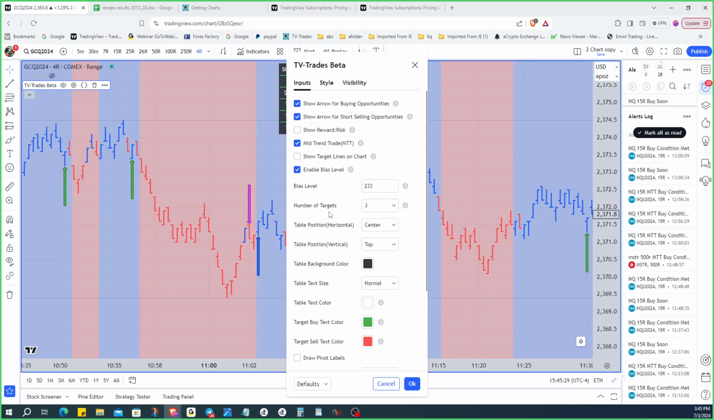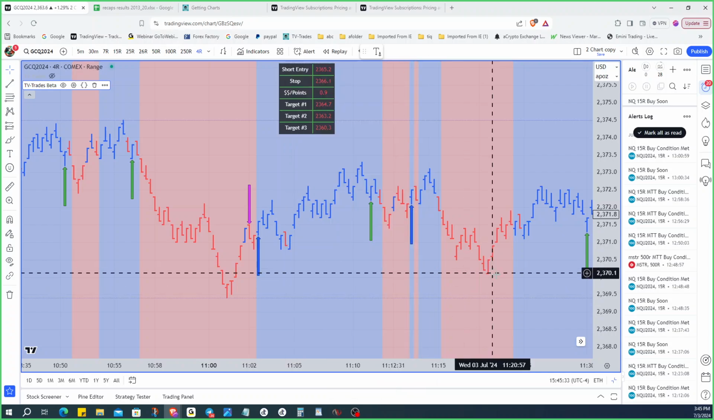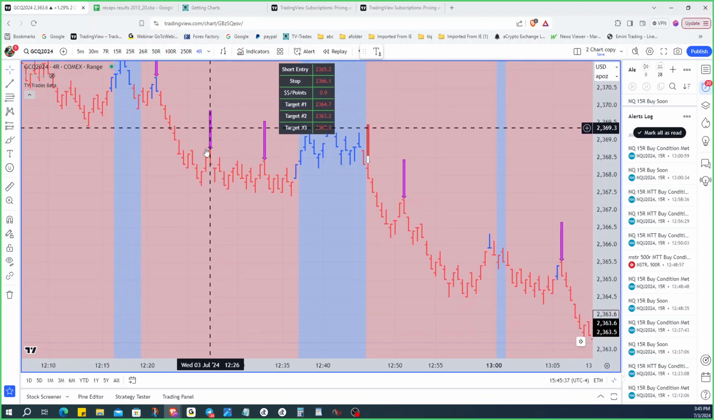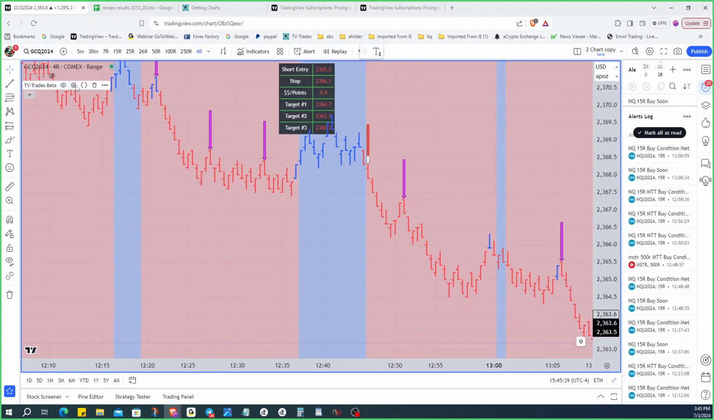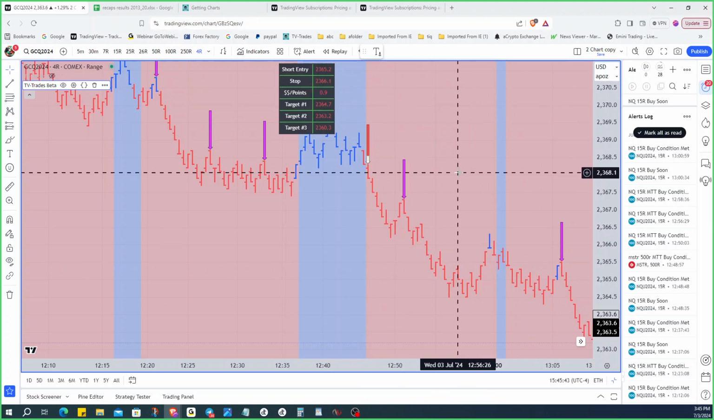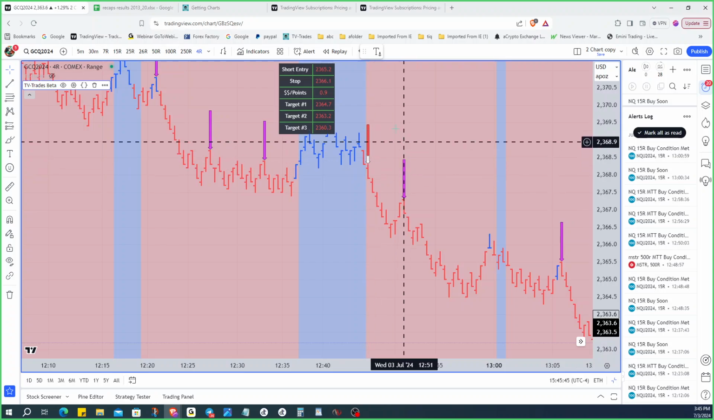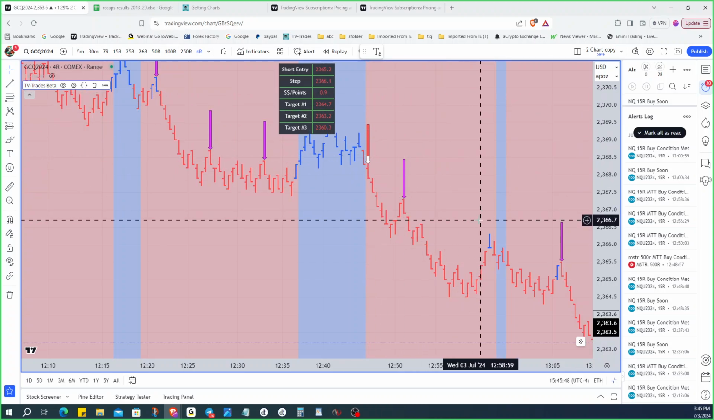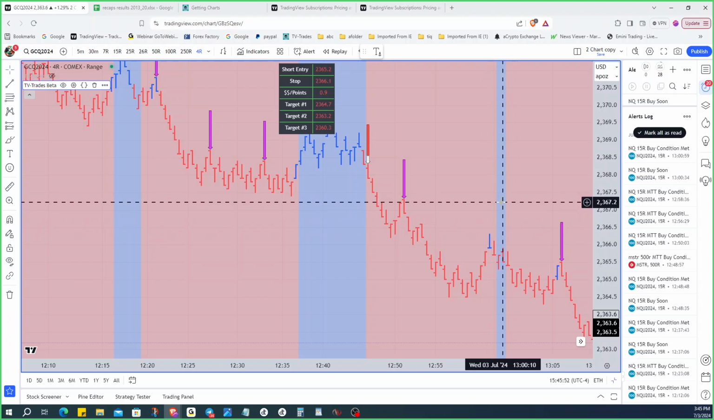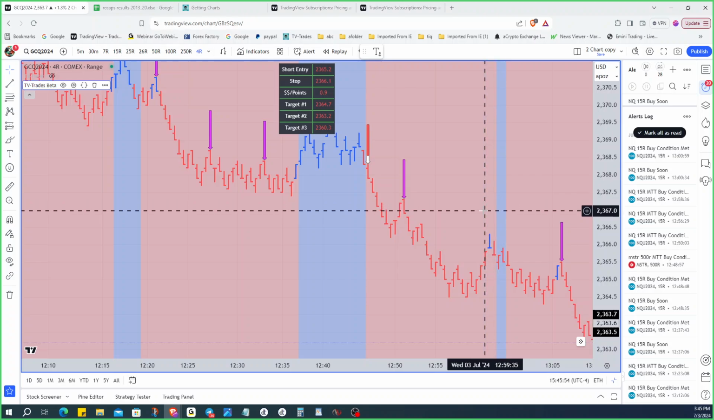And this is without putting the bias on. Oh, I guess it is. No, the bias is on. Okay, so this is with the bias on. Those of you guys who don't know, the bias level basically says whatever you have the level set at. In here, I have it set to 233. That's just a random fib number. But basically it says if it's below the 233, we're only going to show shorts, and if it's above the 233, we're only going to show longs. That's basically what it is.